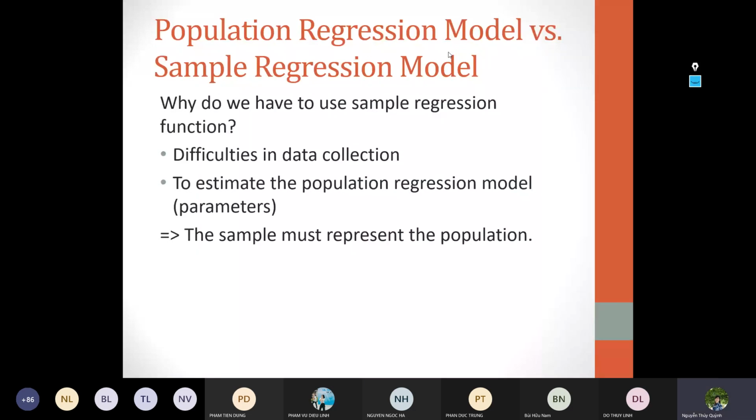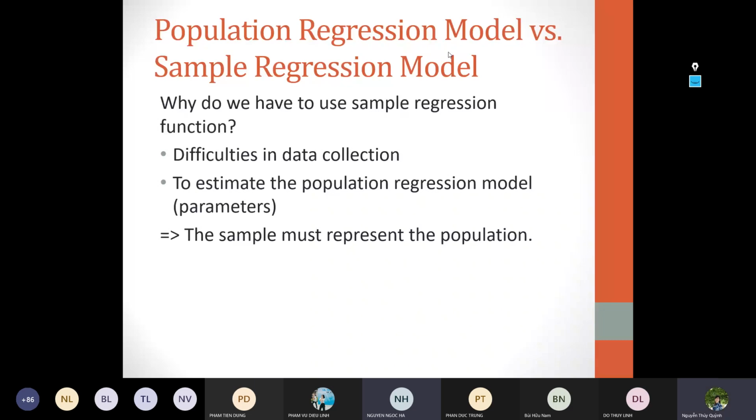The population, yep, the population as a whole. We care about the characteristic of the whole population. We want to know the rule that applies for the whole population. So why do we need the sample regression model? Because the sample regression model only shows the rule, or the equation, that applies for a specific sample.